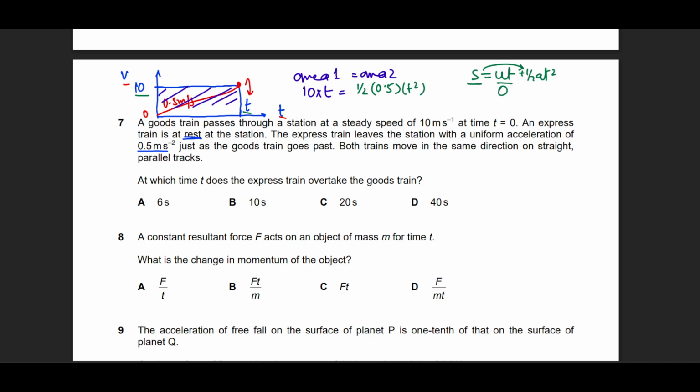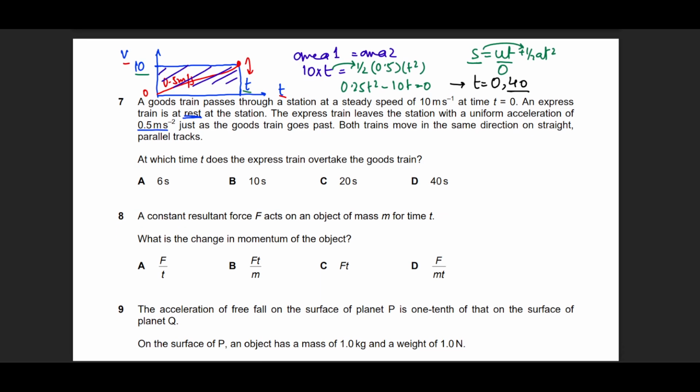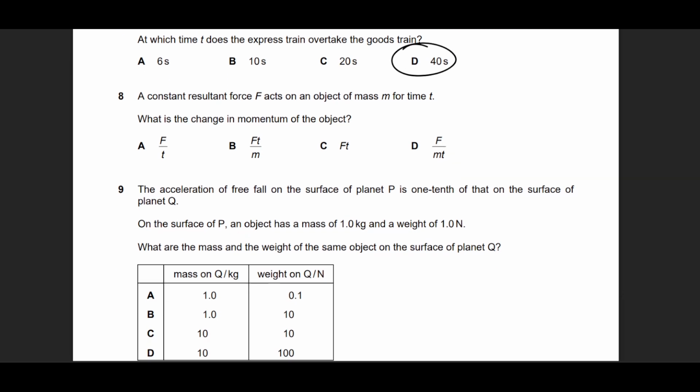If you look closely, this is going to become a quadratic equation: 0.25t squared minus 10t equals 0. By bringing 10t over there, this negative sign is going to appear. So when you solve this equation, you get 2 values for t: t equals 0 and t equals 40. So t equals 40 is when this is going to happen, the larger value being the time for that purpose.